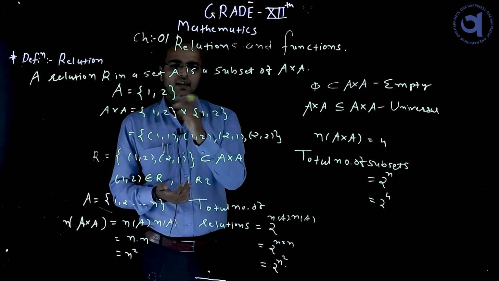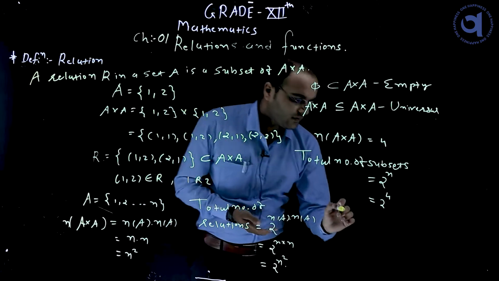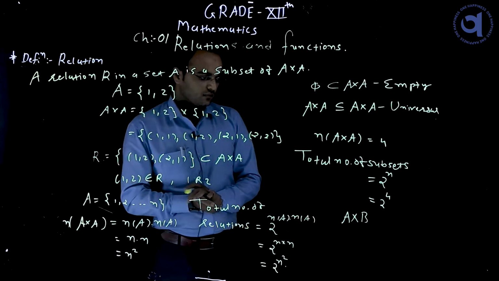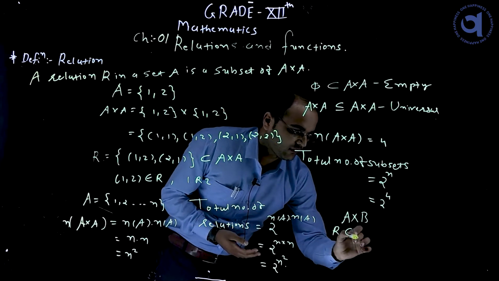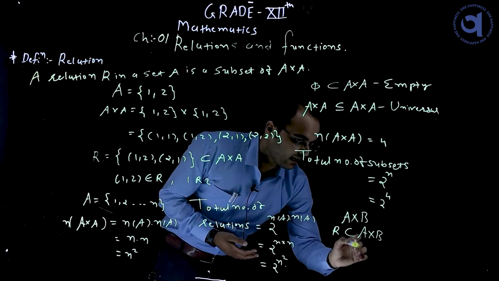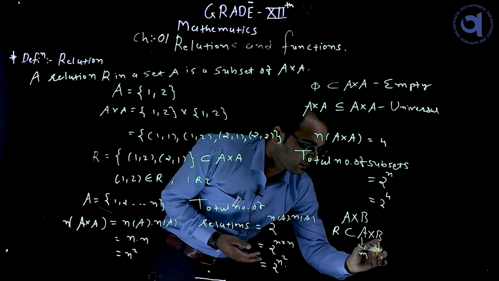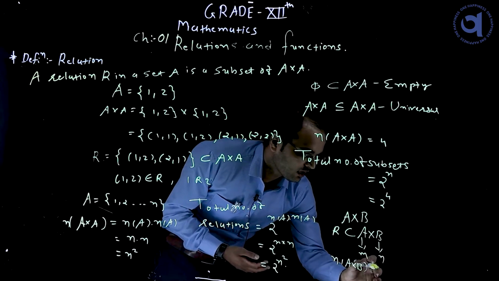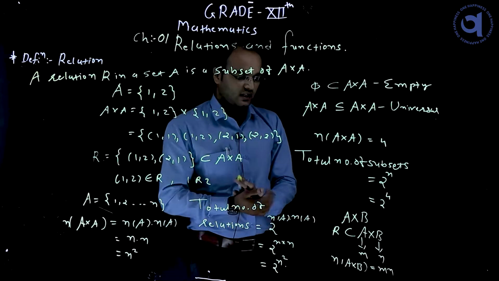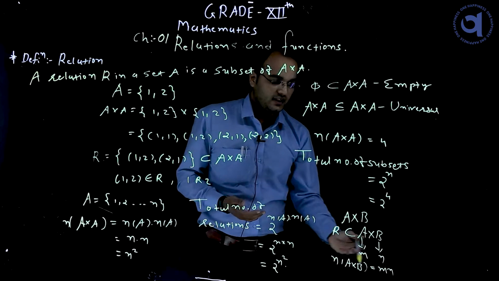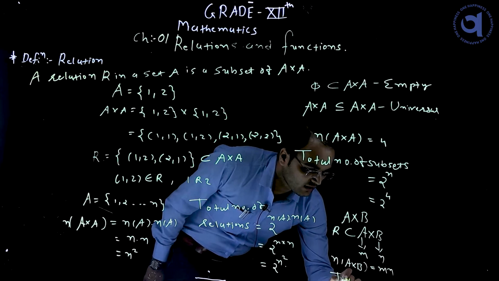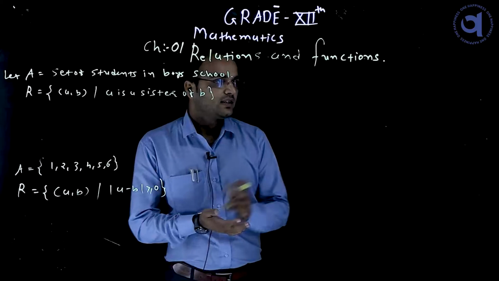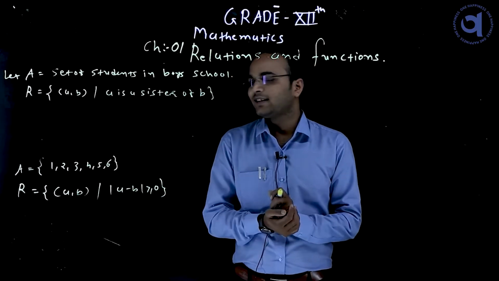And if your sets are different, for example set A and set B, we find A cross B, and a relation is a subset of A cross B. If set A has m elements and set B has n elements, then how many elements does A cross B have? n(A cross B) is mn elements, and therefore the total number of relations from set A to set B is 2 raised to mn. If your sets are different, we see the types of relation: empty relation and universal relation.